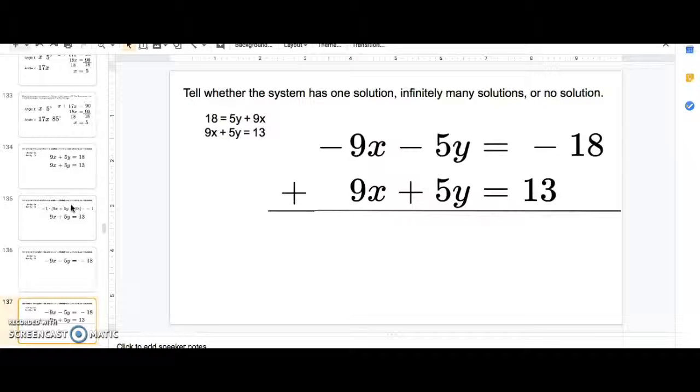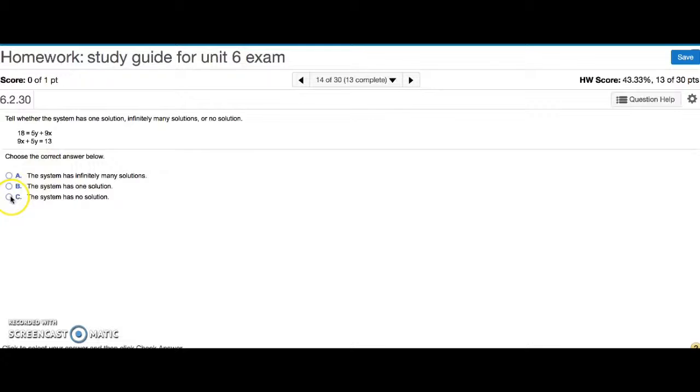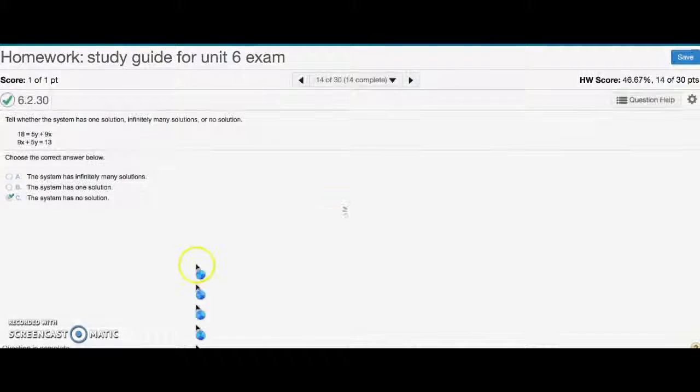So now I can add that to the positive 9x plus 5y equals 13, which is the second equation. So -9x plus 9x is 0. -5y plus 5y is 0. So I have 0 equaling -18 plus 13, which is -5. 0 does not equal -5, so we're going to say that the system has no solution. So our answer for number 14 is no solution.